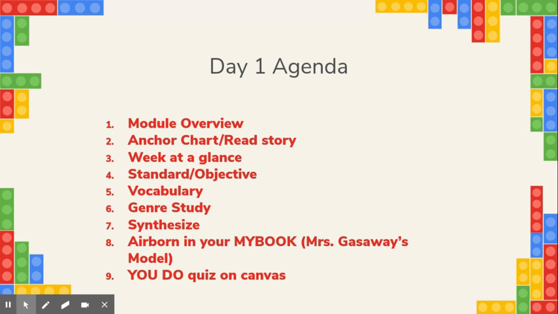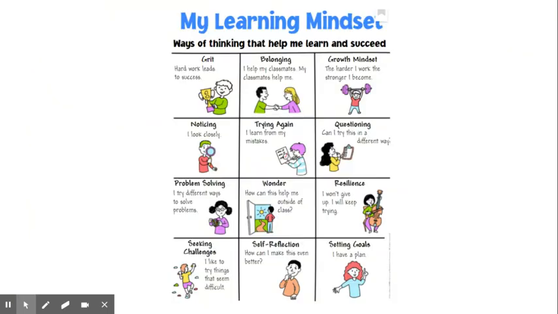If you look at today, you will see that we have a module overview because this is the beginning of a new module. Then we have a new anchor chart, our week at a glance, standards and objectives for the whole week. Vocabulary, I'm going to have the slides, but I'm going to go over it at our meeting at 4 o'clock tomorrow. We have a genre study, how to synthesize. In your My Book, you need to get to the story Airborne, and then I have a quiz.